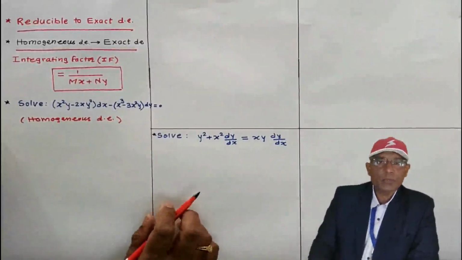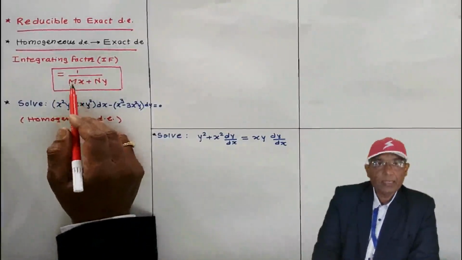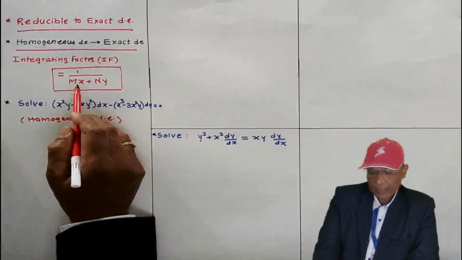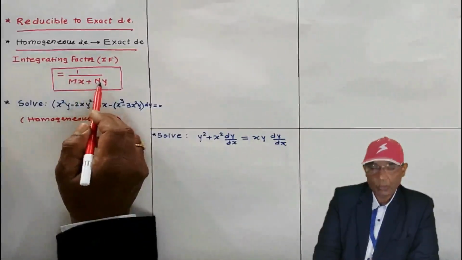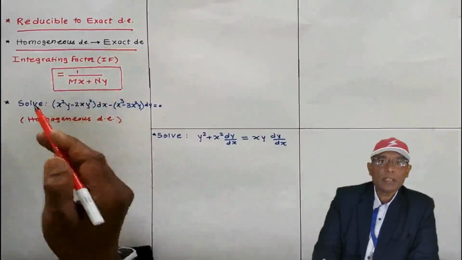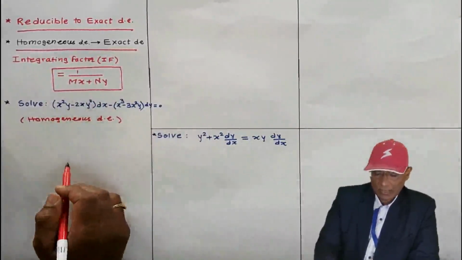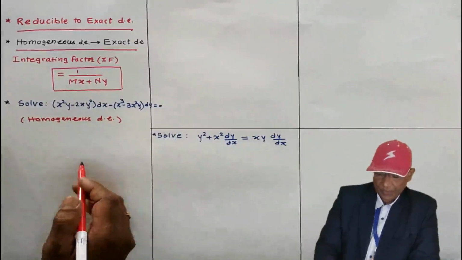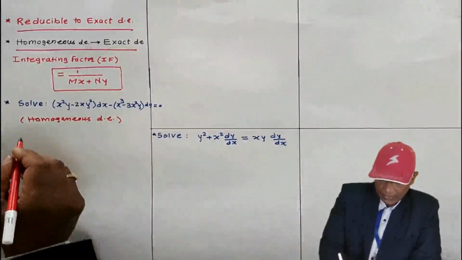There are limitations to this method also. When you find the integrating factor, if there are more than two terms or more than a single term in the denominator, then many times the integration becomes complicated and tedious. But this is the limitation of this method. This is a homogeneous differential equation, and we are going to convert it into an exact differential equation.